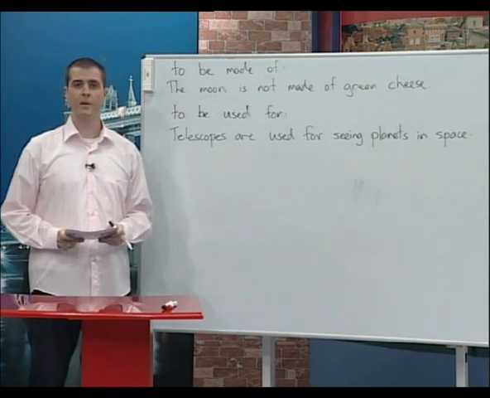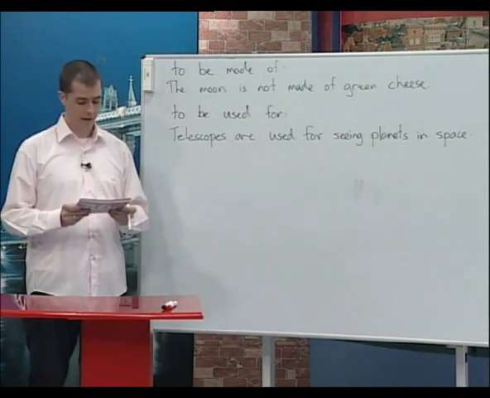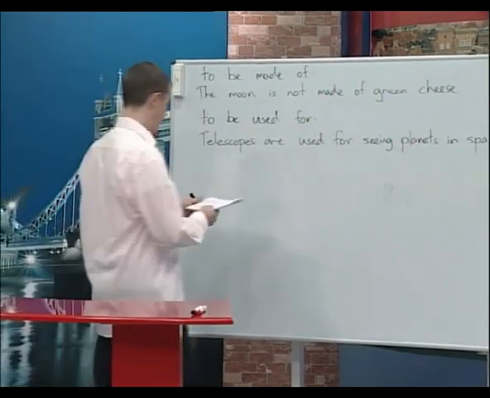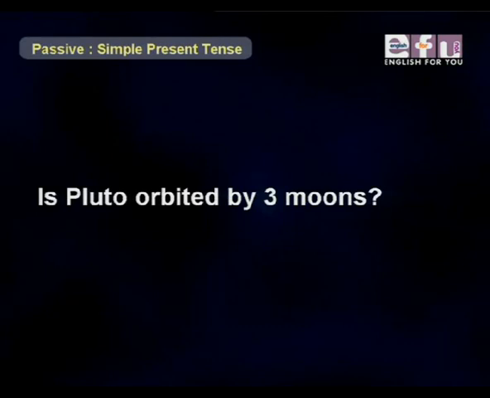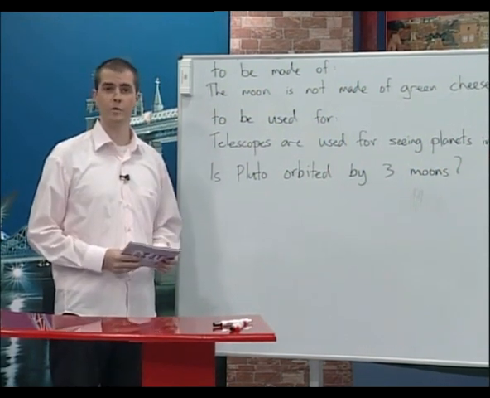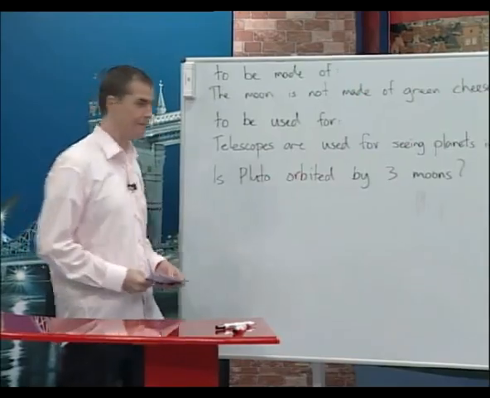And of course, we can make questions using the passive. And these questions begin with is or are. Here's an example. Is Pluto orbited by three moons? Well, let's practice these.